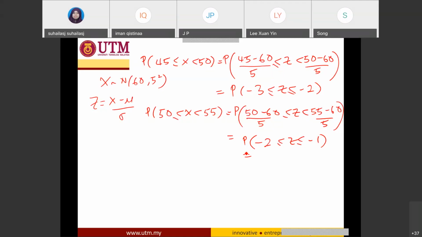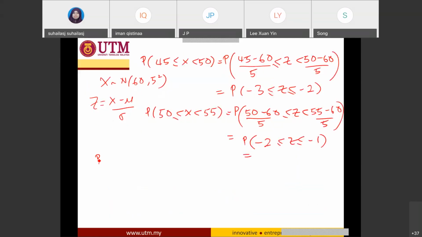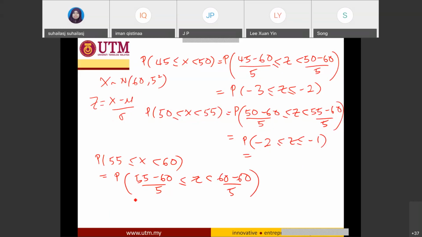The same thing for the rest. The next one we have 55 to 60, so you repeat. Find the value. Try to complete it, then give me the last value. So 60 minus 60 over 5 gives 0, so minus 1 less than or equal to Z less than or equal to 0. Find the value.